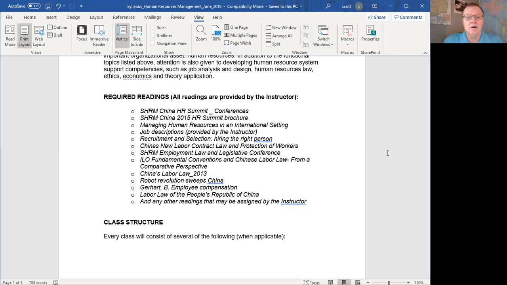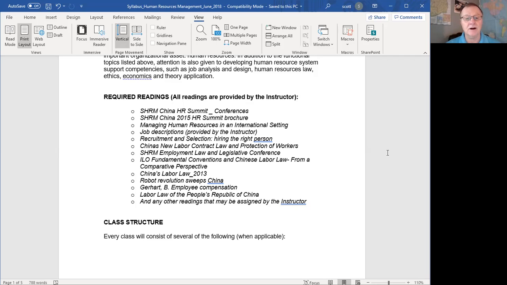The ILO Fundamental Conventions and Chinese Labor Law from a comparative perspective. So this is a think tank that's going to analyze the labor law for us. And we'll take a look at that as well. China's labor law 2013. Well, I'm going to update that. Robot revolution sweeps China. This is an article about not only China, but worldwide. We're seeing the displacement of workers with robots. So let's take a look at that during the next 2 weeks.